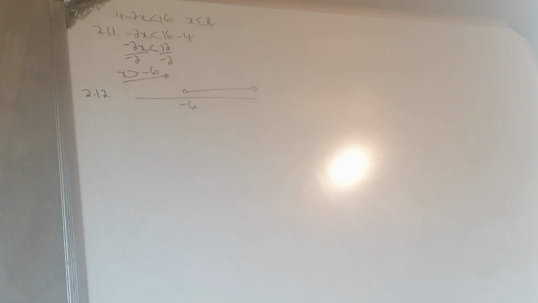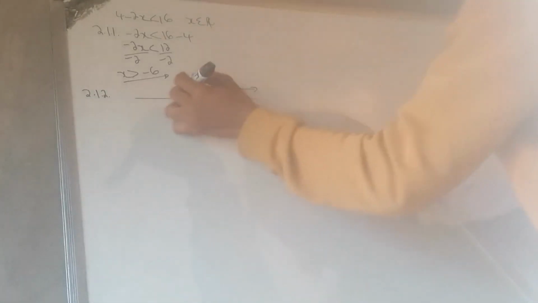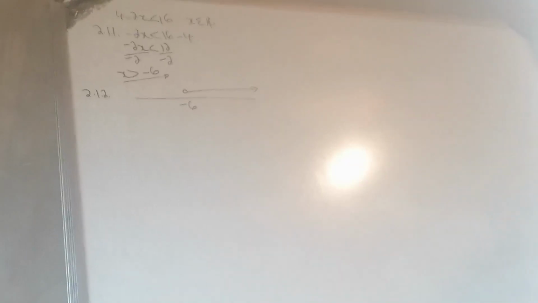Whenever it is greater or less, it's an open circle. When it is greater or equal, you shade that circle. When it is less or equal, it's a circle that I shade. This is very important.